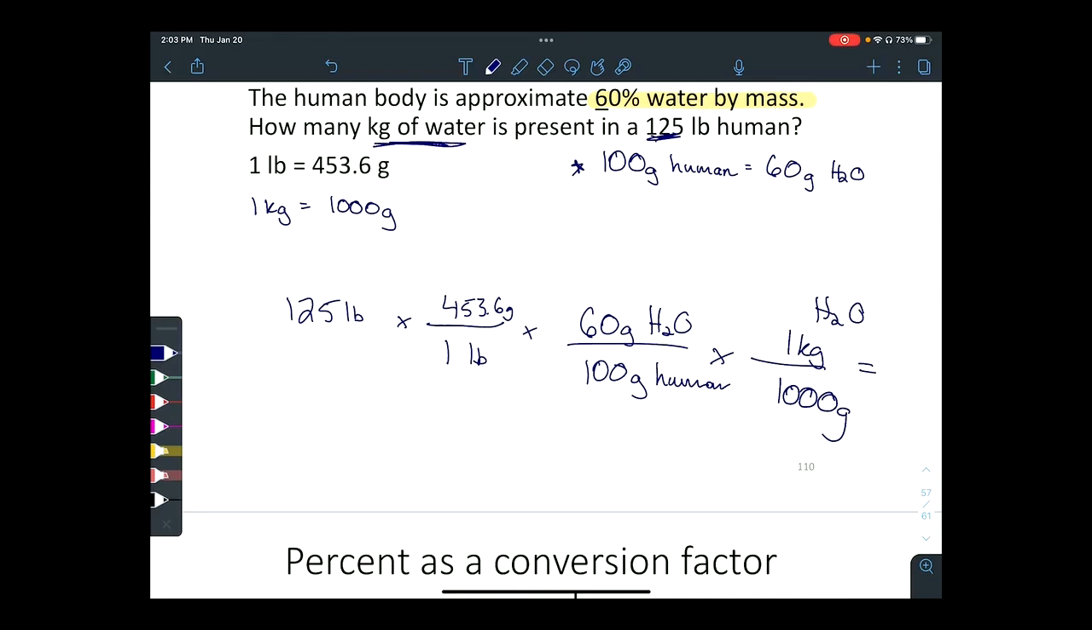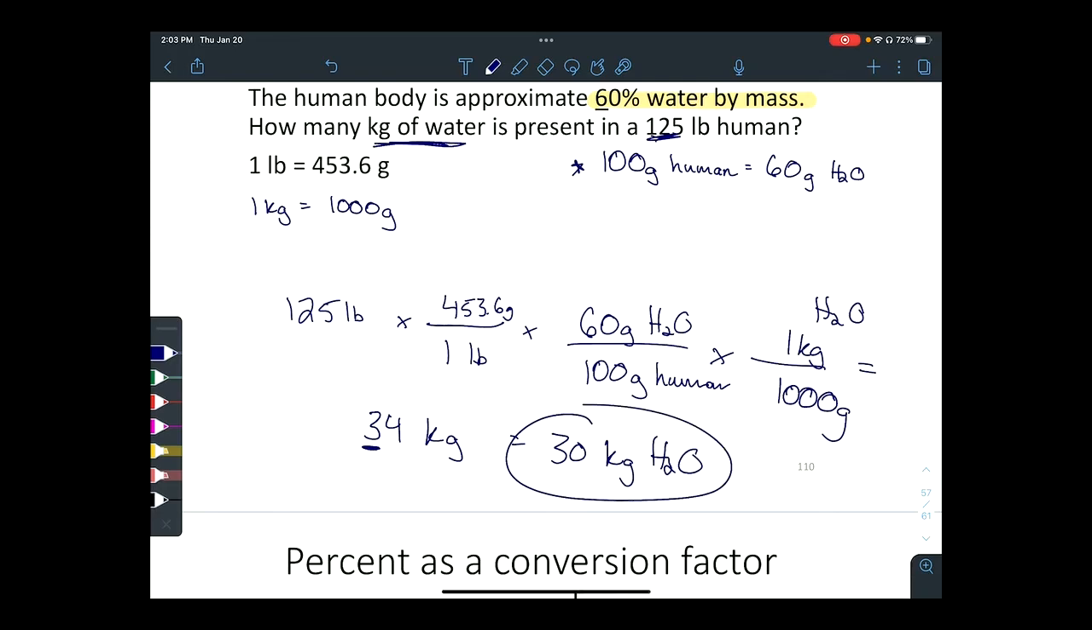So 125 times 453.6 times 60 divided by 100 divided by 1,000. This is 34. They're saying 1 sig fig, so 34 kilograms, or 30 kilograms of water in a human, if we're 60% water.